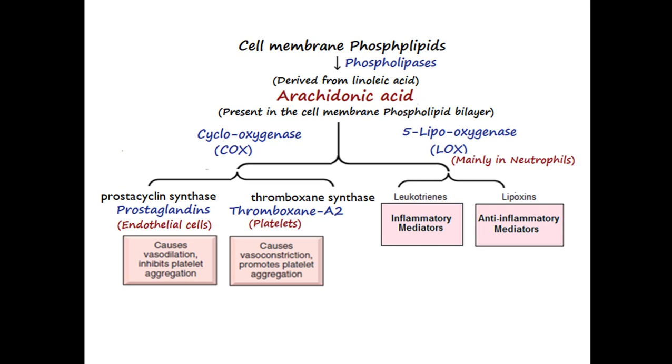Similarly, if the arachidonic acid is acted upon by the lipoxygenase enzyme, which is mainly present in the neutrophils, the arachidonic acid will be broken down into leukotrienes and lipoxins. The leukotrienes induce inflammation. They are inflammatory mediators, while the lipoxins are anti-inflammatory. And here you can see that these arachidonic acid metabolites act against each other.